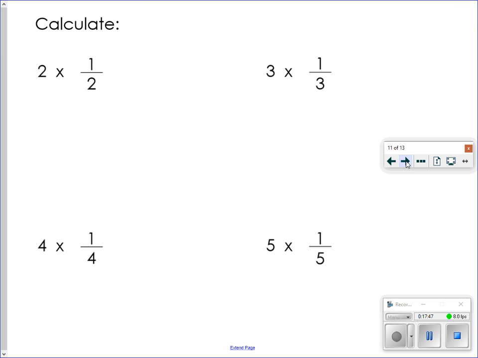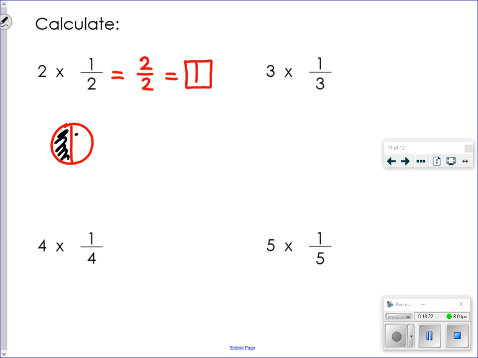All right, so let's calculate. 2 groups of a half, or 2 halves? Well, that's going to be 2 halves, which right away we should think, oh, well, if I have the same number in the numerator and the denominator, that's equal to 1 whole, right? Anytime you have a fraction with the same number on top and bottom, that's equal to 1. Okay, if you think of that in pictures, that means you have 2 halves. Well, there you go. You've got 2 halves, this half, and this half. I've got 1 whole, right?